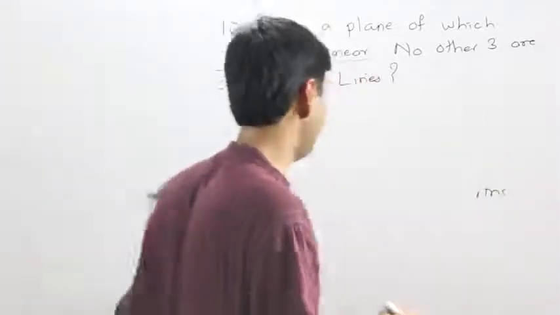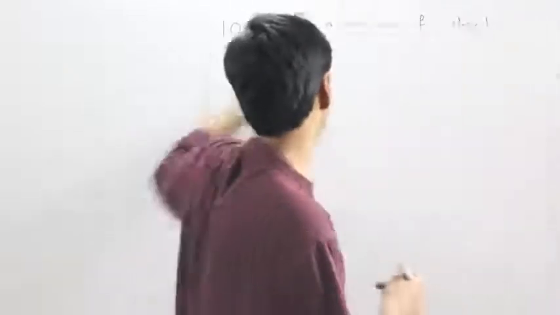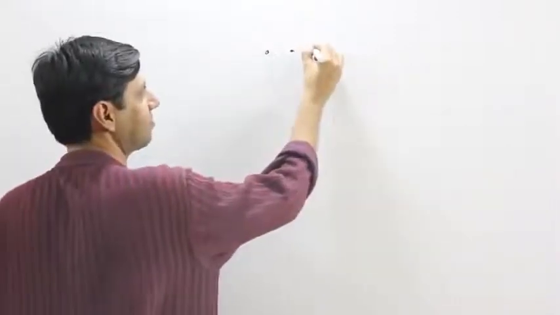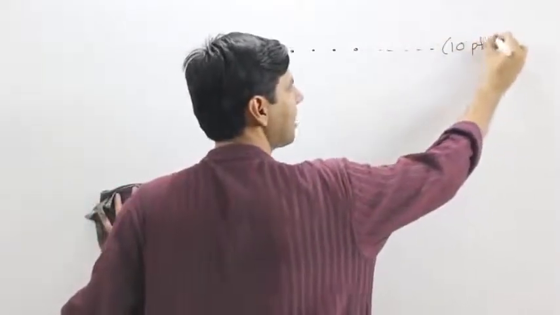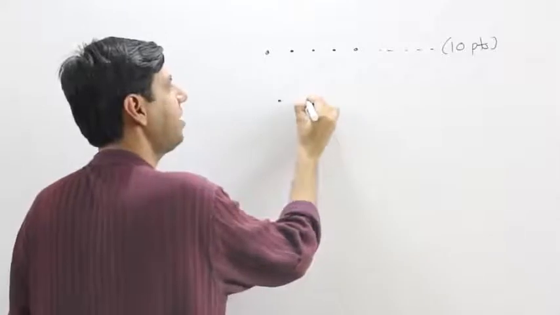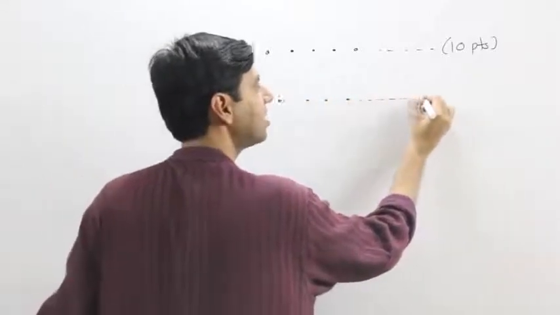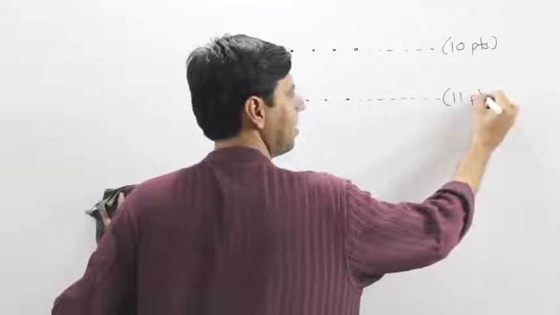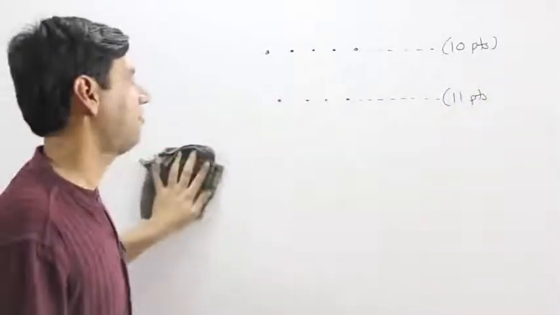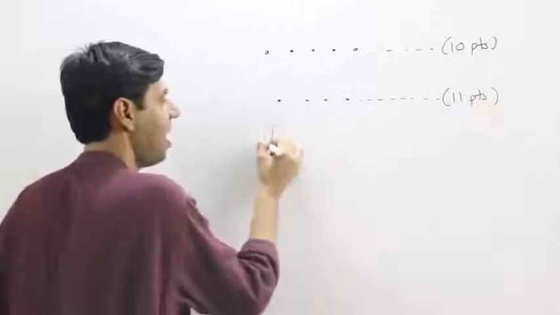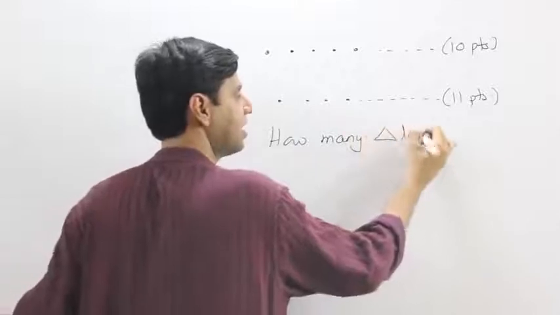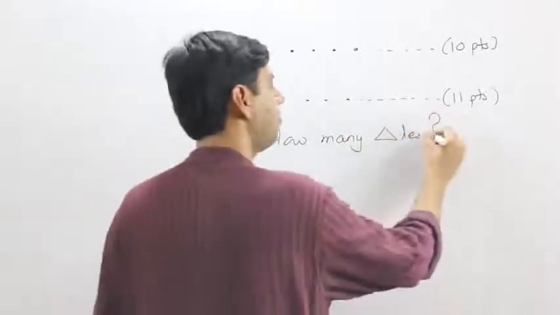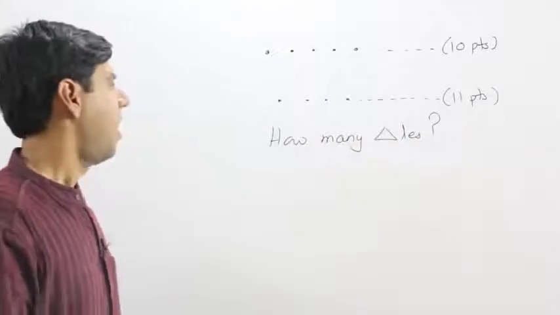A CAT question coming up, and there are easy questions also. This CAT question is, there are 10 points on a straight line. So I'm just writing it out, 10 points, this is on a straight line. And there are 11 points on another straight line which is parallel to the previous one. So the lines are parallel, 10 points on the first one, 11 points on the second one. And the question is, how many triangles can be formed such that their vertices are going to be one of these points. How can I form a triangle?